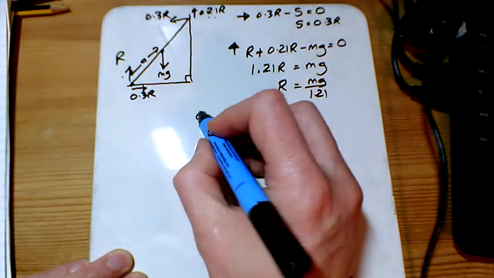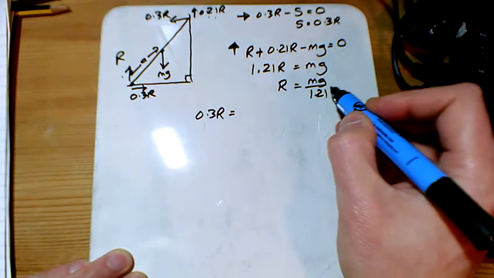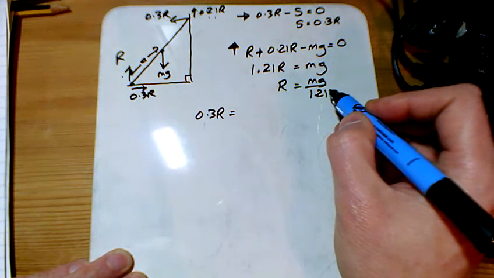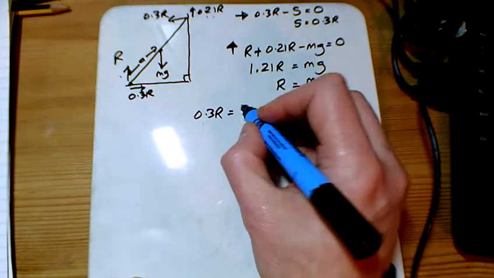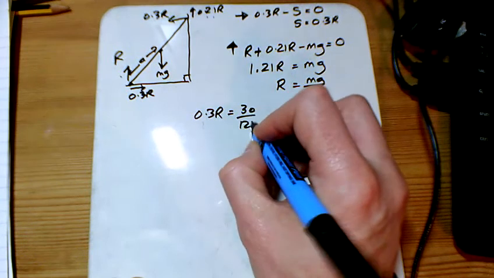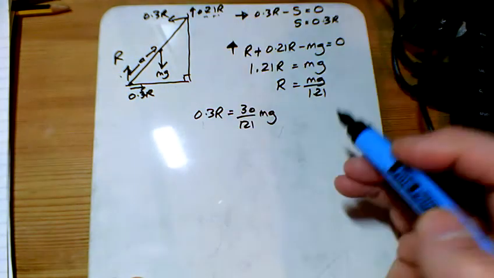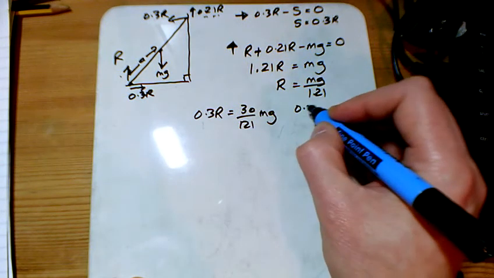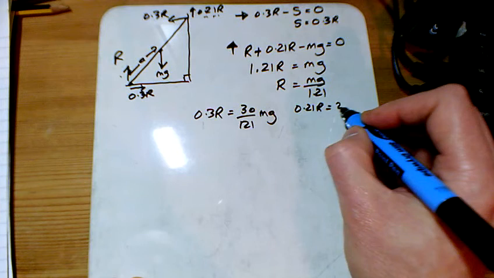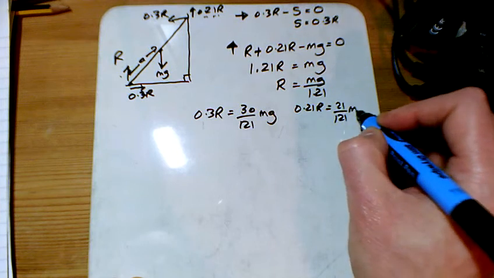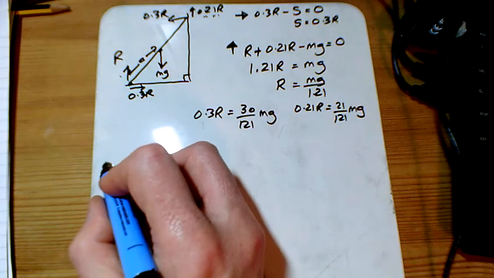Should we work those out? Let's just tell you now that 0.3 R is 0.3 times by that. And that's going to give, I'm just going to do it as a fraction, 30 over 121 mg. And the other one, let's work out that one there, the 0.21 R, well, that one's going to be 21 over 121 mg. Just working those out before I do the moments.